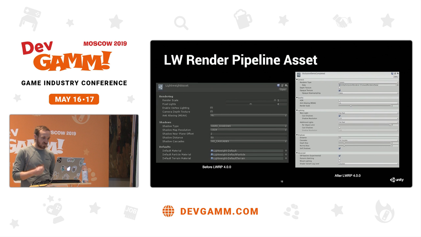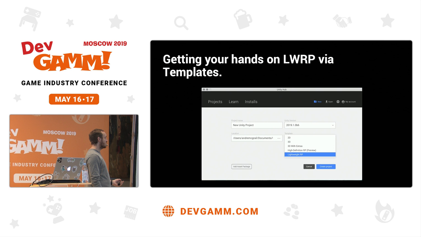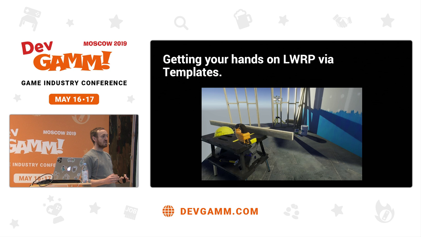Cool. So how do you actually get hold of this? First of all, you can go to the Unity Hub, go to the templates and grab Lightweight RP. This will install a small template project, which should look like this, and you can get started straight away. Everything will be configured for you with just the default forward renderer.